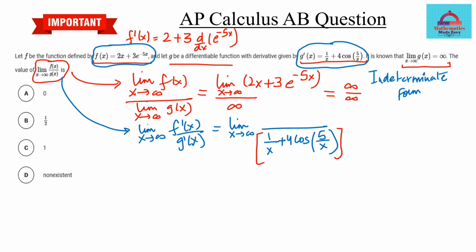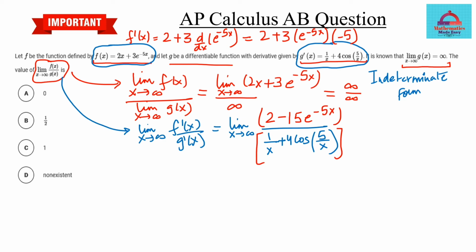Now this is an exponential function, so its derivative is going to be exactly the same function, but remember there is a negative 5 as the coefficient of x. So when you do the derivative, e to the power negative 5x will be as it is, with a negative 5 coming because of the negative sign here. So this function, now we can substitute. 3 times negative 5 is negative 15 e to the power negative 5x. So this is the final limit that you are getting.